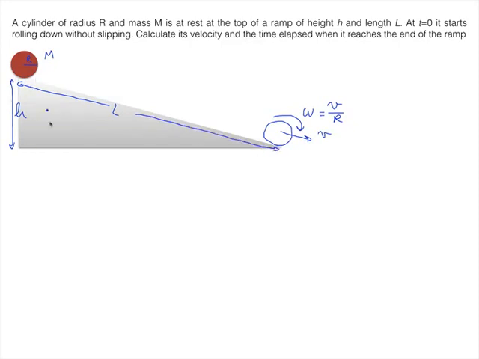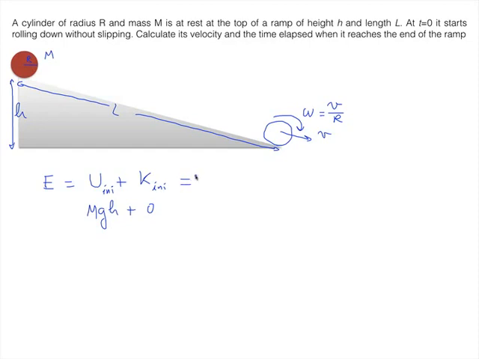We can apply here the conservation of energy. The energy at the beginning is going to be the potential energy due to gravity plus the initial kinetic energy. Let's call it U initial and K initial. The initial potential energy will be m times g times h, and the initial kinetic energy of the cylinder will be 0 because the cylinder is at rest initially.